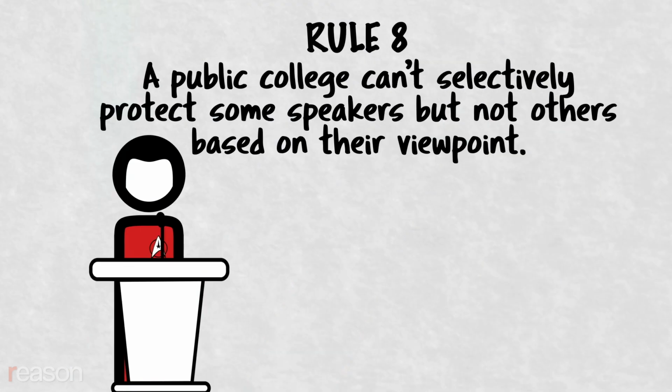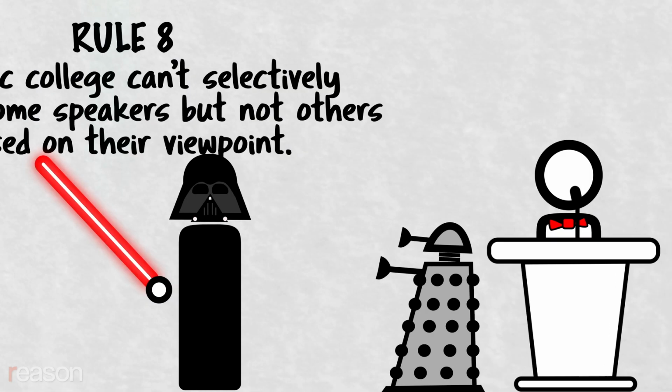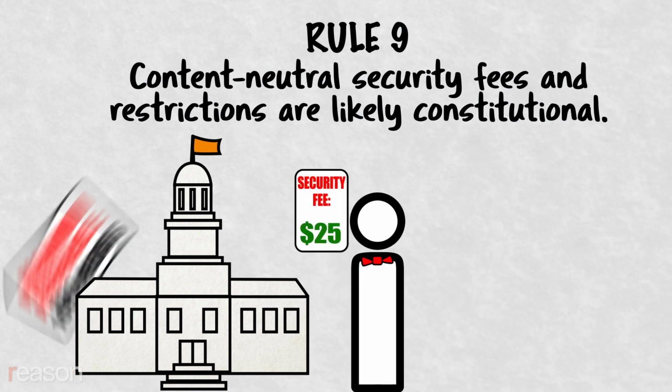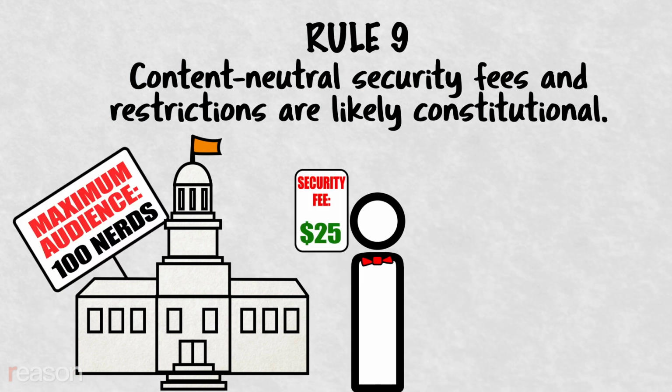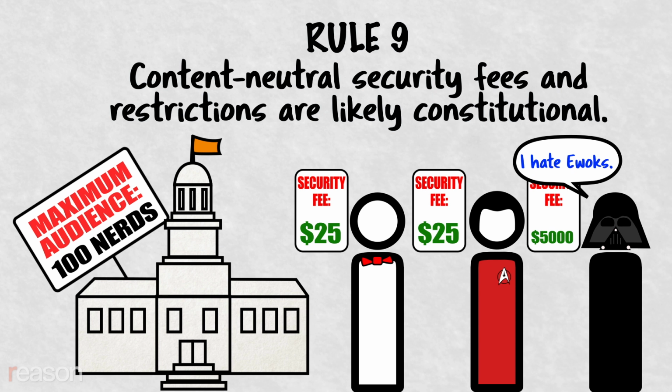8. A public college has no First Amendment obligation to protect speakers against shouting down or even against violence. But it would violate the First Amendment for the college to selectively refuse to protect speakers who express some views while protecting others. 9. Content-neutral fees and restrictions are likely constitutional, but a public college probably violates student groups' First Amendment rights when it charges high security fees for invited speakers who express controversial views.